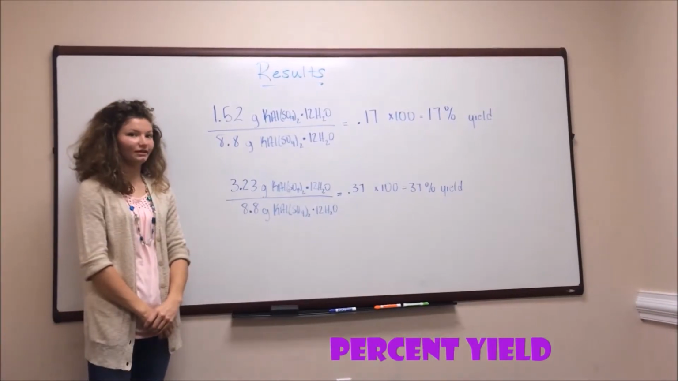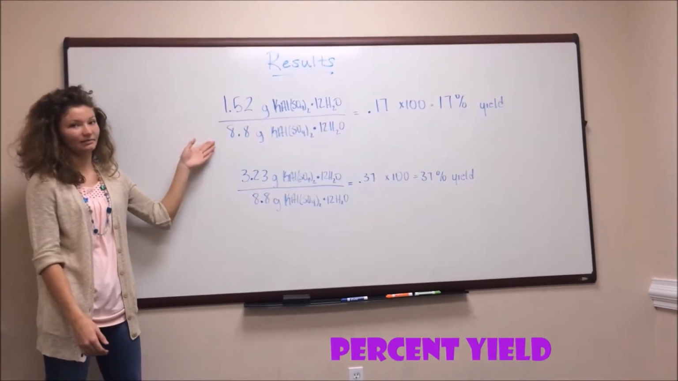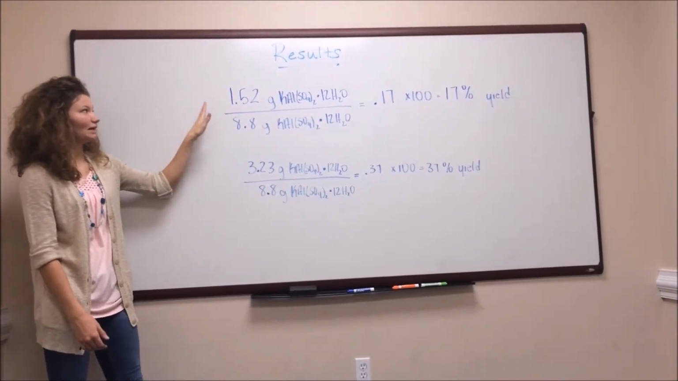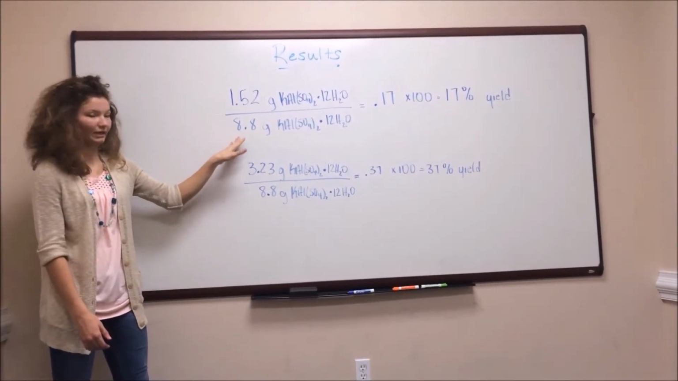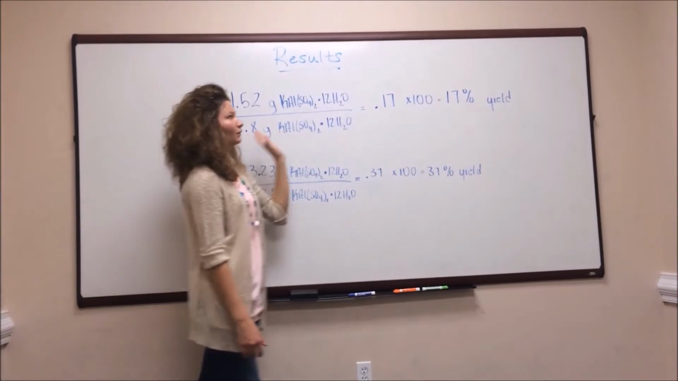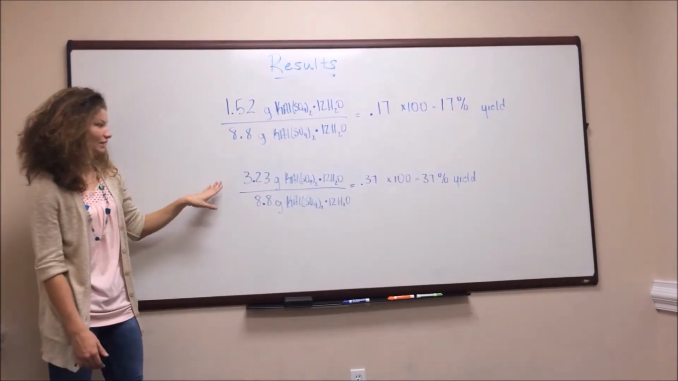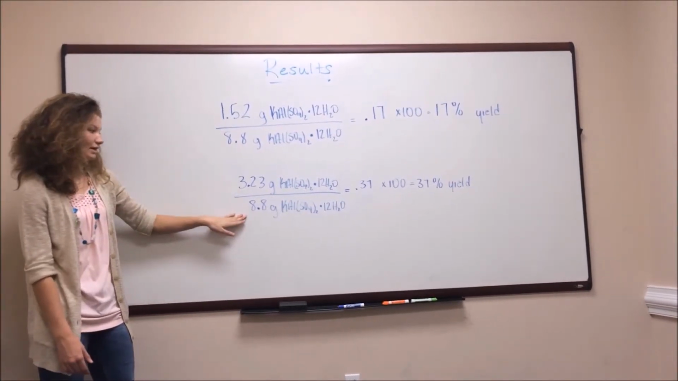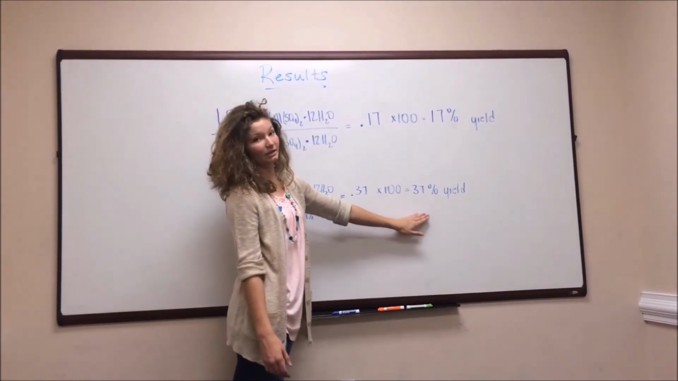To find the percent yield, you take the amount of dry alum collected and divide it by the theoretical yield of the alum. For mine and Jessica's experiment, we got 1.52 grams of hydrate over 8.8 grams of the theoretical yield, which gave us a 17% yield. And in John's experiment, he took 3.2 grams of his alum and divided it by the 8.8 theoretical yield, which gave him a 37% yield.